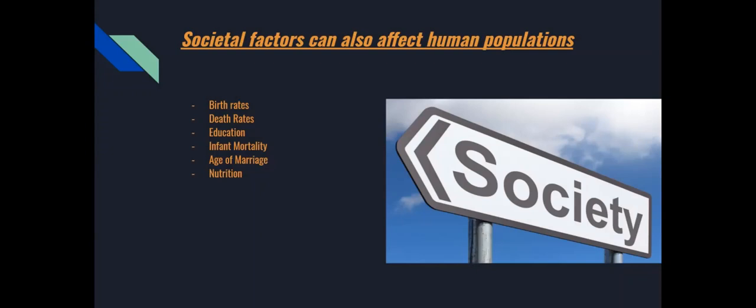Now, the thing that's different between us and other organisms is that we have societal factors. So in society, we have things that affect how our population grows and declines, and these things are stuff like birth rates, death rates, education, infant mortality, the age of marriage, and nutrition. And we're going to talk about those very briefly.